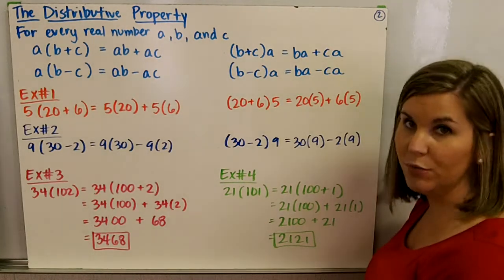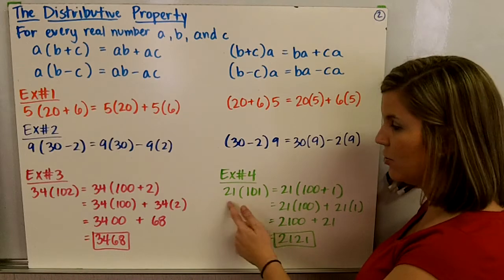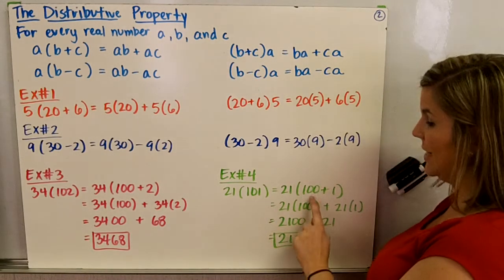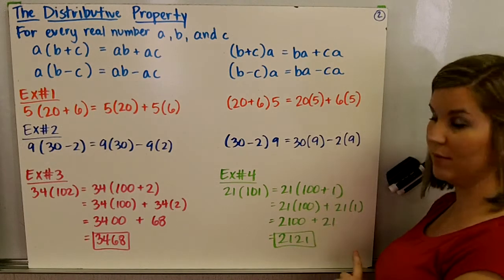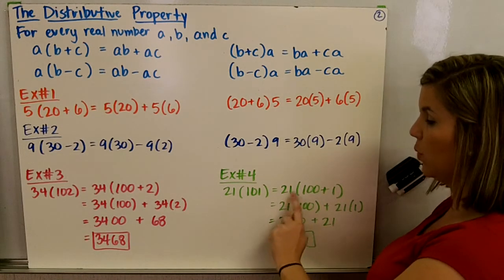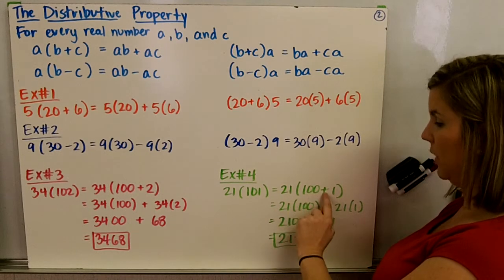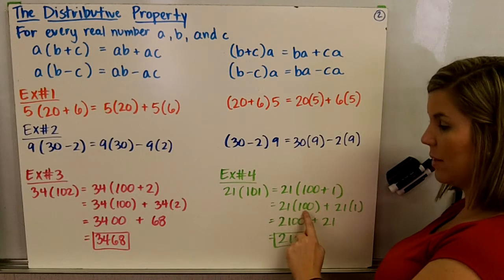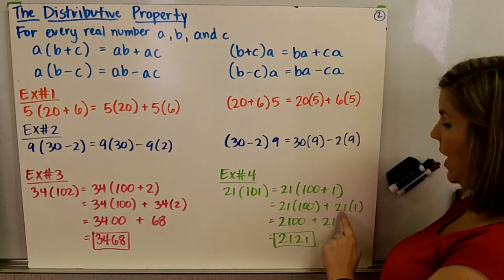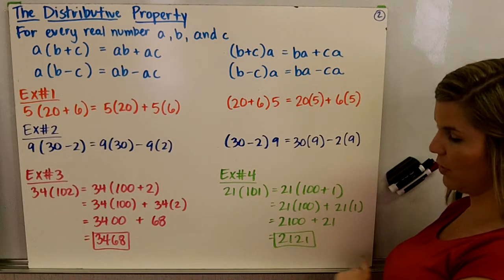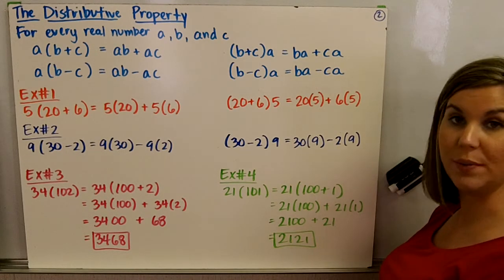Example number 4. 21 times 101. Again, I can't do this multiplication in my head, but I know that 101 is the same thing as 100 plus 1. So now I've broken it up and I can use the distributive property. 21 times 100 plus 21 times 1. 21 times 100 is 2100, and 21 times 1 is 21. 2100 plus 21 is 2121.